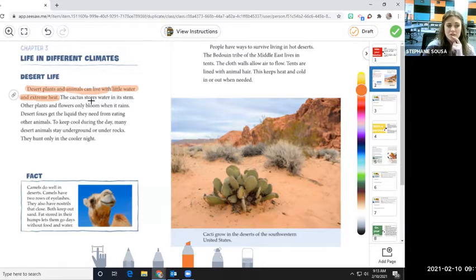The cactus stores water in its stem. Other plants and flowers only bloom when it rains. Desert foxes get the liquid they need from eating other animals. Wow, let's highlight that. A desert fox is the type of fox that I had as a pet.